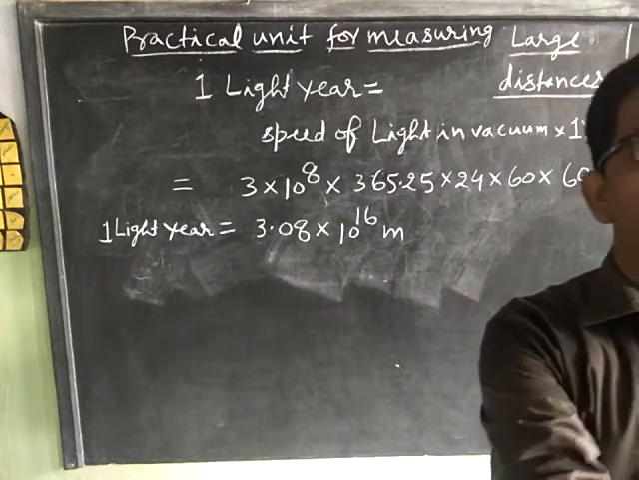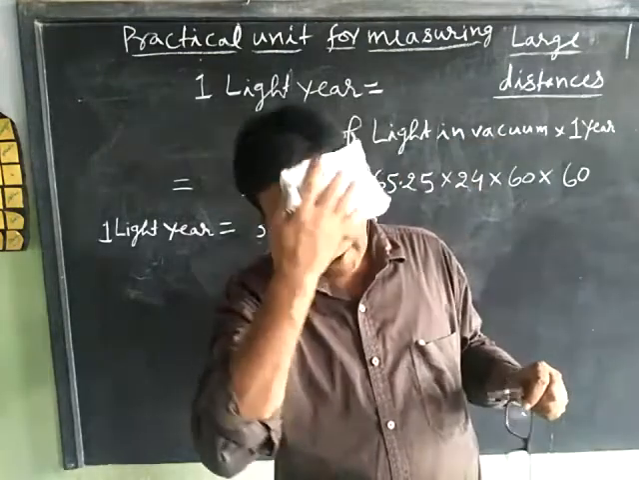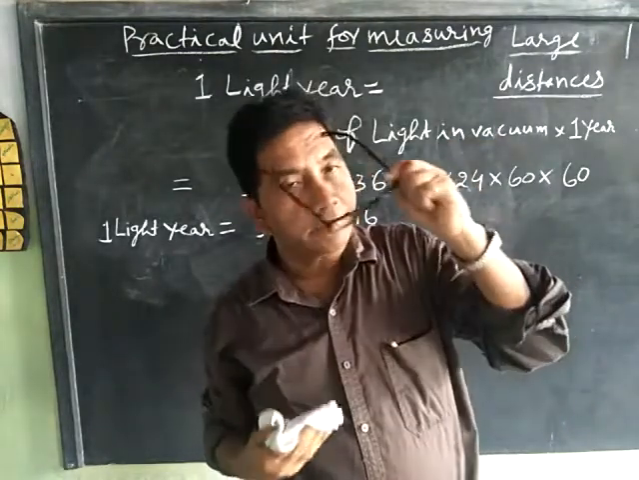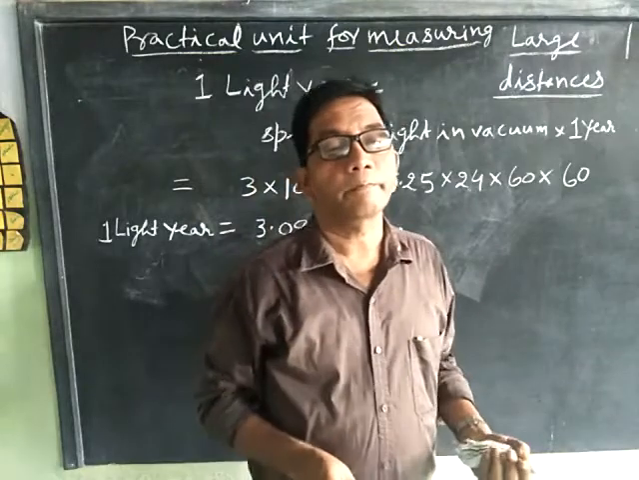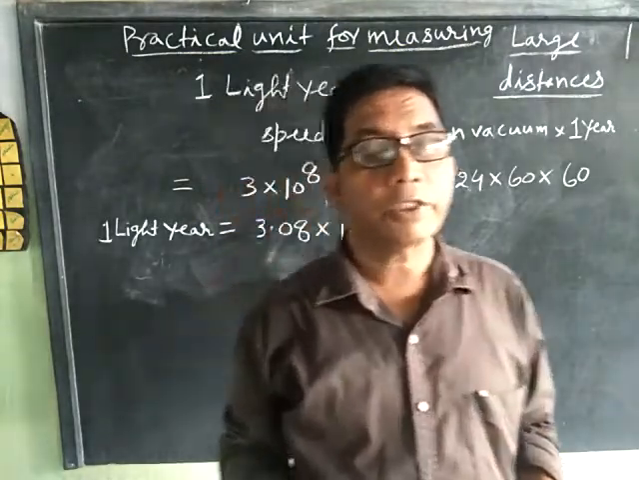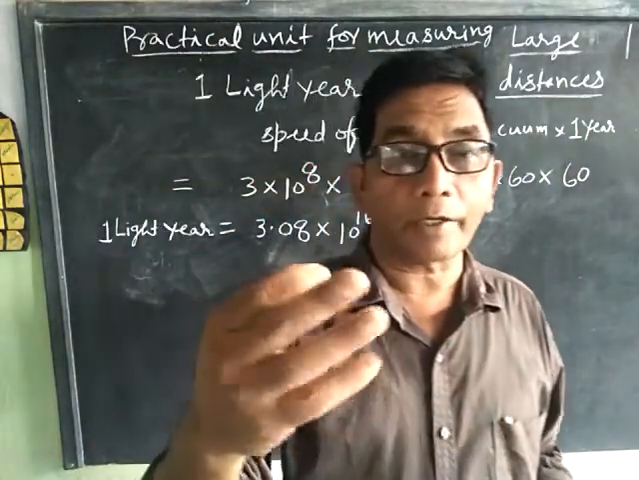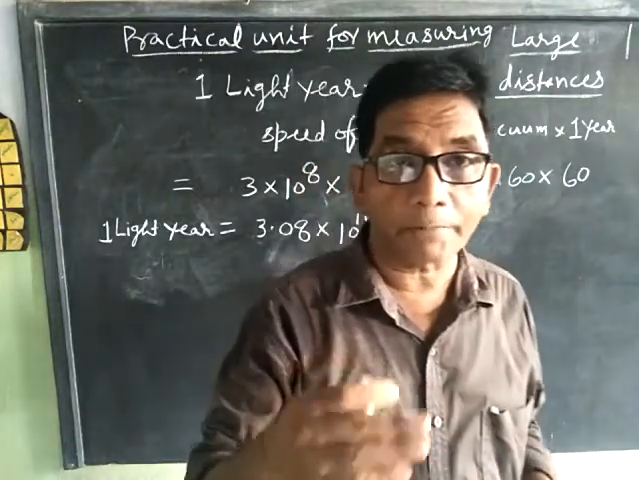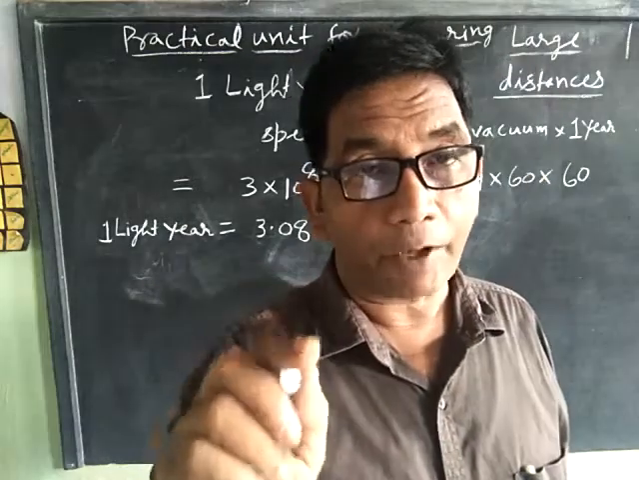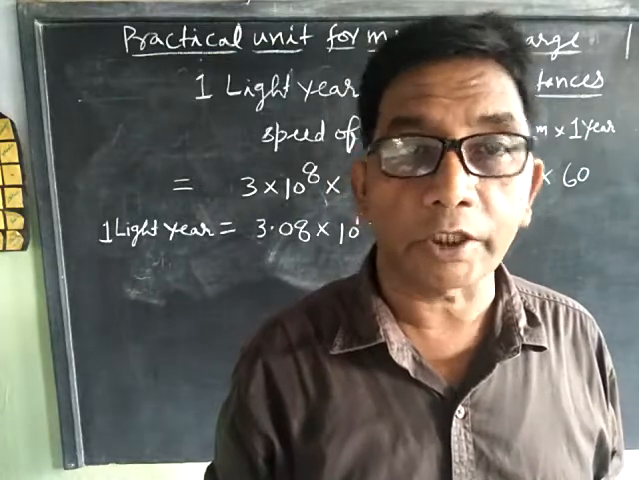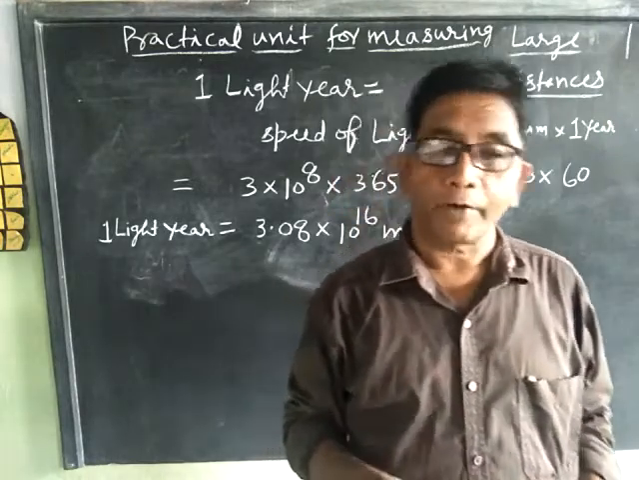Now, for which purpose is light year used? It is used to measure the distances of the nearest star from Earth, which is 4.3 light years away from the Earth. Can you tell me the name of this star? Yes, the nearest star from the Earth is Proxima Centauri, which is 4.3 light years away from the Earth.